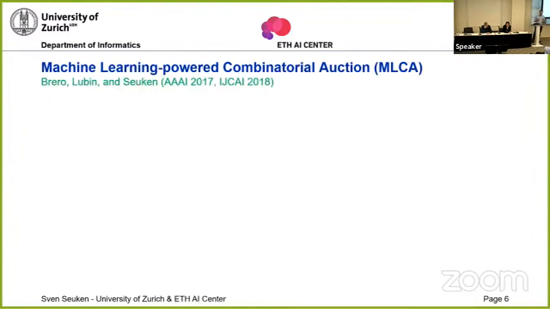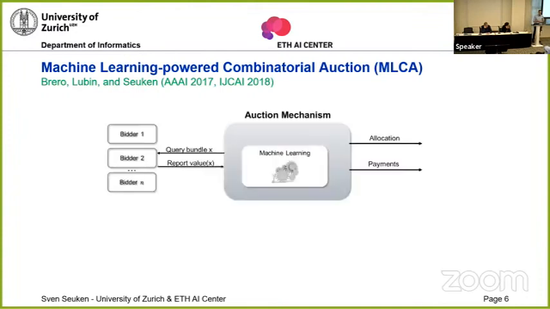So about 7-8 years ago, together with my former PhD student, Gianluca Brero, and Ben Lubin, who's also in the audience today, we went out to design a completely different kind of auction, which is based on value queries, where the auction mechanism interacts with the bidders via a value query protocol. And we equip the auction mechanism with a machine learning algorithm.